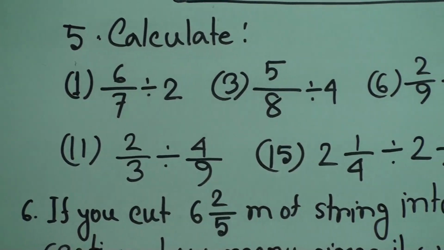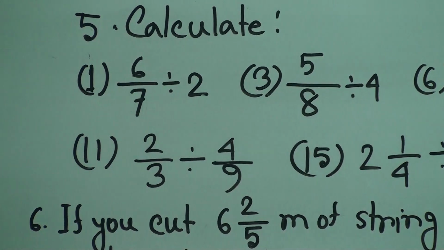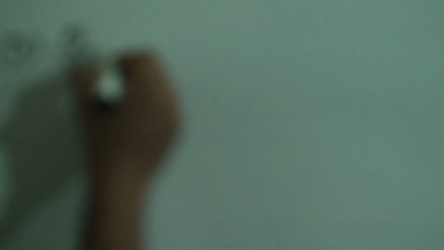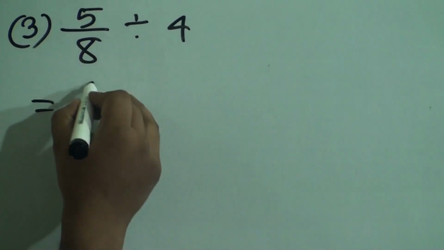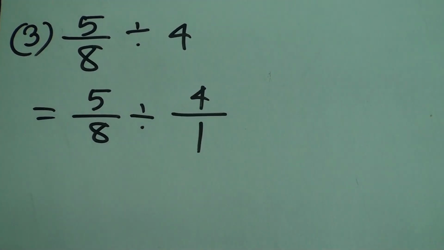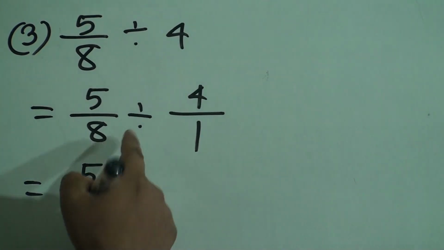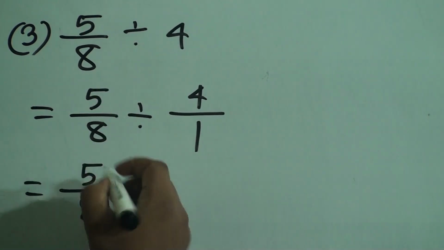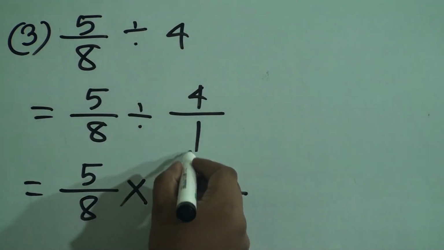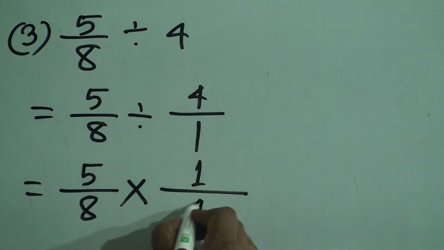Then my dear students, we shall solve question number 3. So similar to question number 1. Here you notice 5 by 8 divided by 4. So first of all we write 5 by 8 divided by 4 by 1, because we know every number has a denominator which is 1. Now we know that this division sign will be a multiplication sign and the next fraction will be reversed. That means denominator will be numerator and numerator will be denominator.